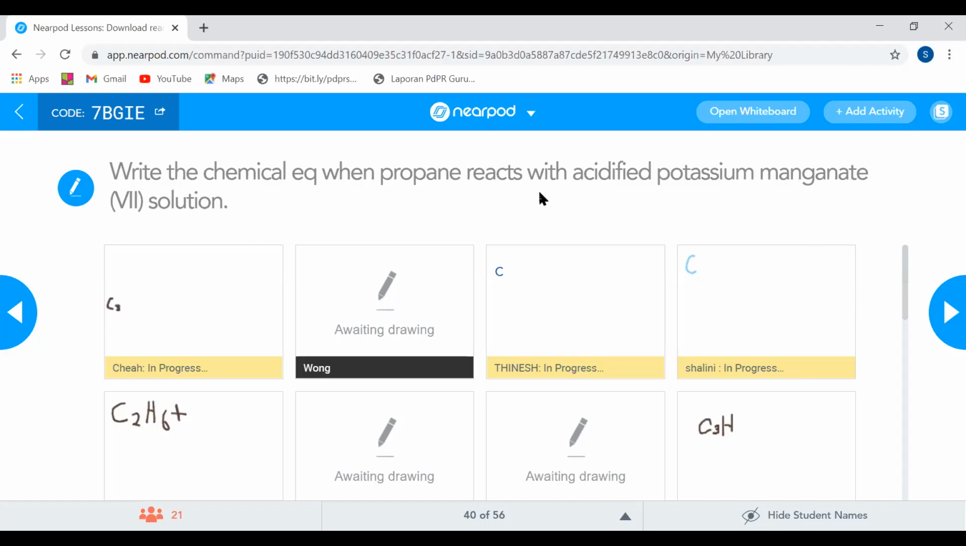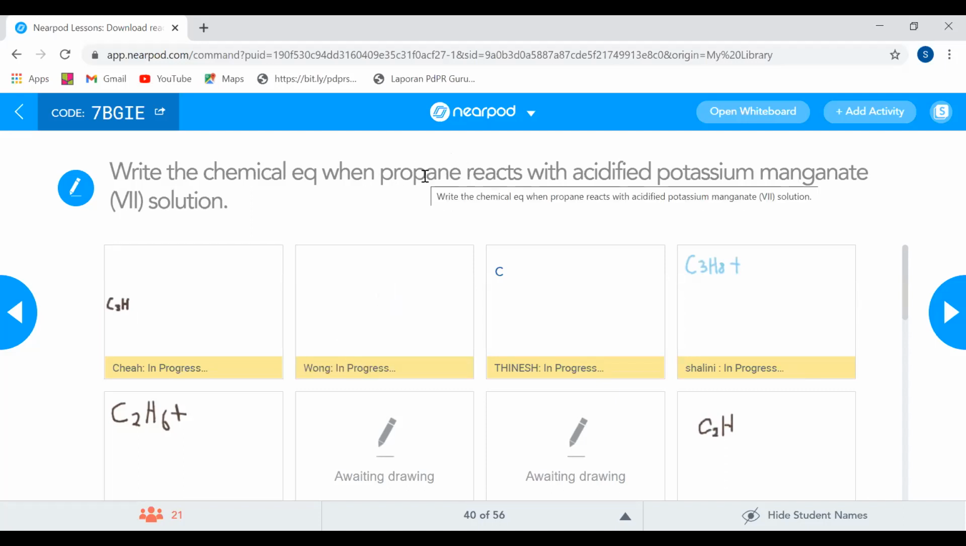I'm doing propane. Sorry, is there a mistake? Can the question be propane or propene? I think it must be propene, because it won't react as propane. Correct. Teacher made a mistake. Propene. So even the teacher can make mistakes. So please be aware of it.